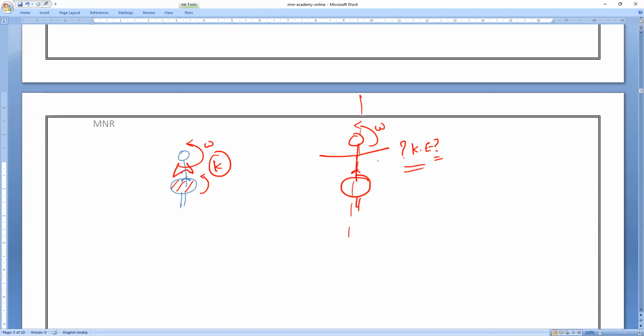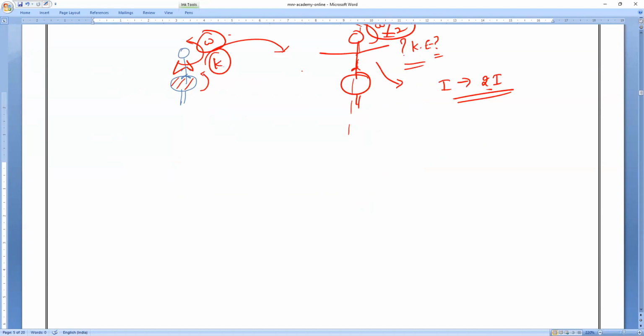We all know that he is folding and unfolding, so the moment of inertia, they are saying, becomes double. If the moment of inertia becomes double, then omega, the angular velocity, will become half, because I becomes 2I, so omega becomes omega by 2. That's all it is. Are all of you understanding? Please respond. You cannot forget the formula.